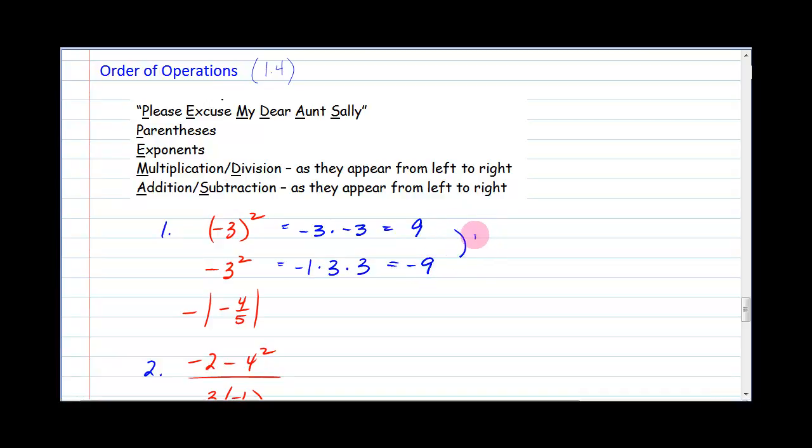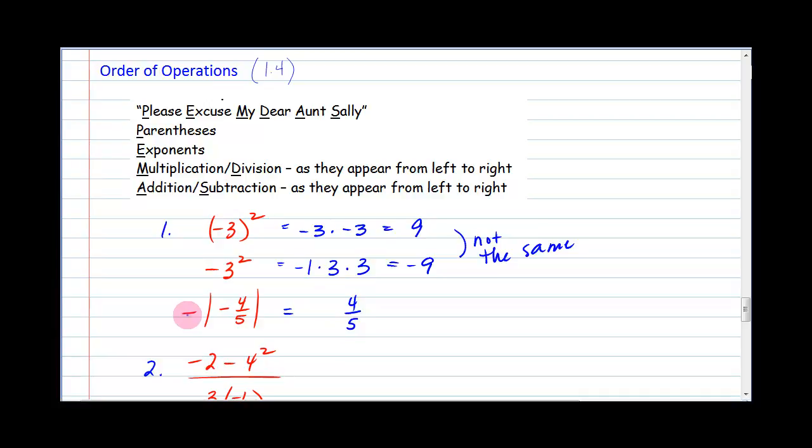Notice that these are not the same. Those parentheses back here that told me what I was squaring made a huge difference. We can kind of relate that to this concept. Remember a few lectures ago we talked about the absolute value of something is really the distance away from 0. So if I wanted to say the absolute value of -4/5, that would be 4/5.